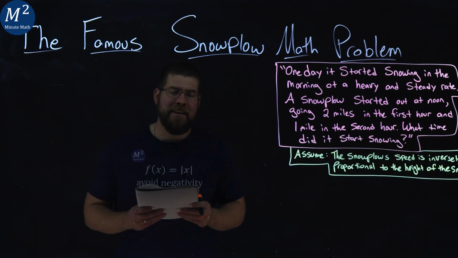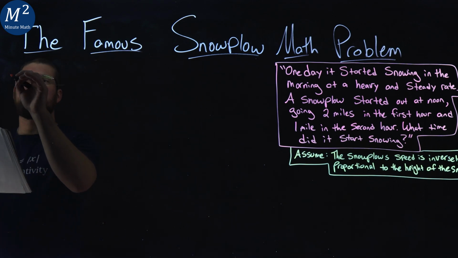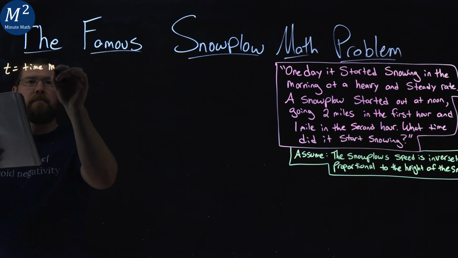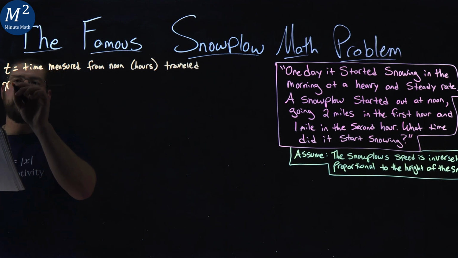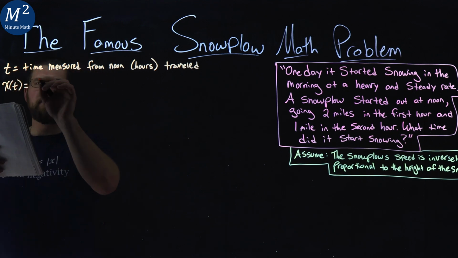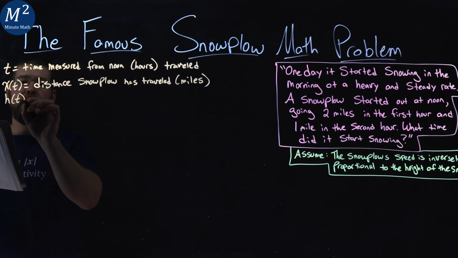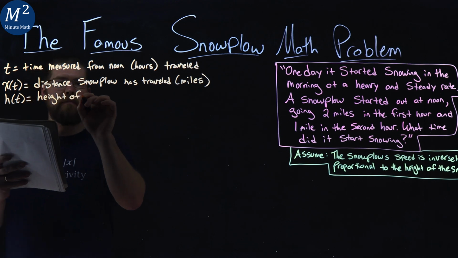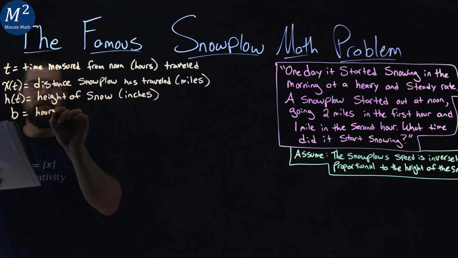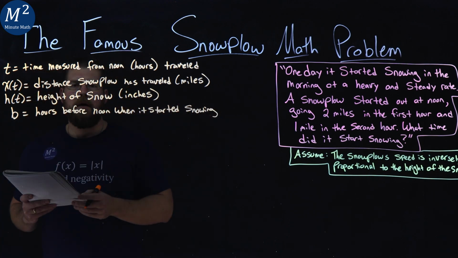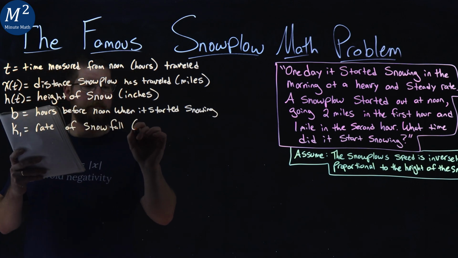Okay, enough time. Let's set some variables. Let's set the variable t to be the time measured from noon, in hours traveled. Let's set x of t to be the distance the snowplow has traveled in miles. We have h of t, which equals the height of the snow in inches. We will set the variable b to be the hours before noon when it started snowing. And let's set K1 to equal the rate of snowfall, in inches per hour.